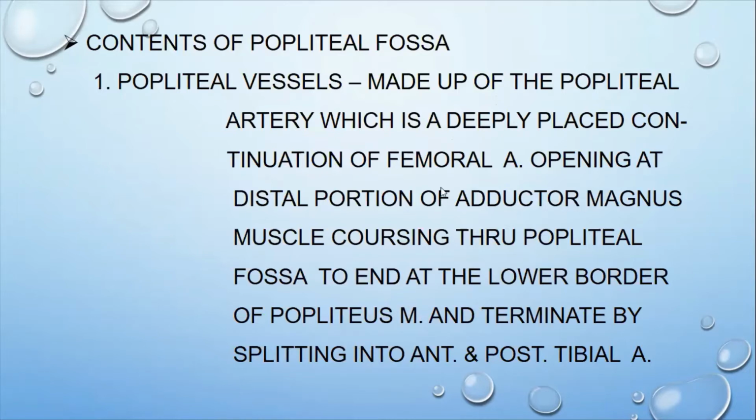So when the popliteal artery reaches the lower border of the popliteus muscle, it will terminate and become the anterior and posterior tibial arteries by splitting.